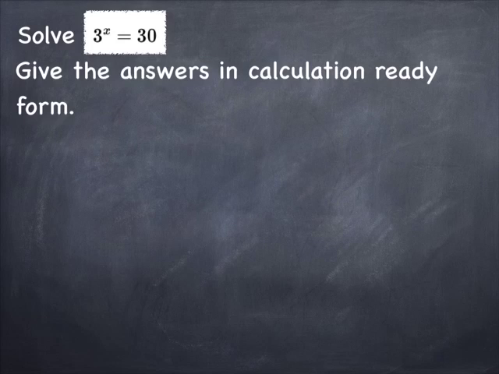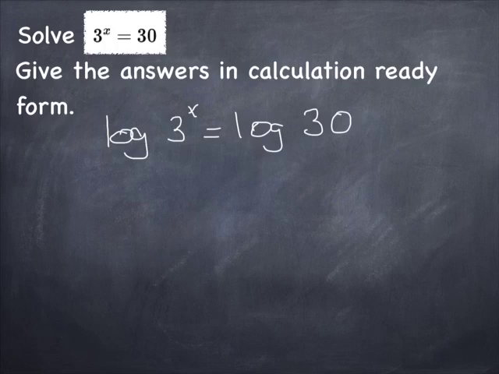So, solving equations. Solve 3 to the x equals 30, giving our answers in calculation-ready form. Now before, we would try and rewrite 30 in terms of 3 to the something power. It doesn't quite work here. 30 is 3 times 10. I can't turn 10 into 3 to the something power. It just doesn't work. So what I'm going to do is take the logarithm of both sides. The common logarithm. I'm going to use log base 10. So log of 3 to the x equals the log of 30. Because what I do to one side I have to do to the other, and if I'm taking the log of one side, I want to take the log of the other side.